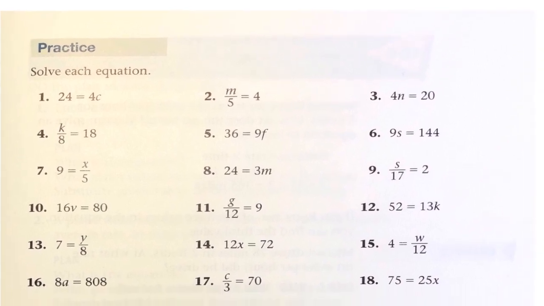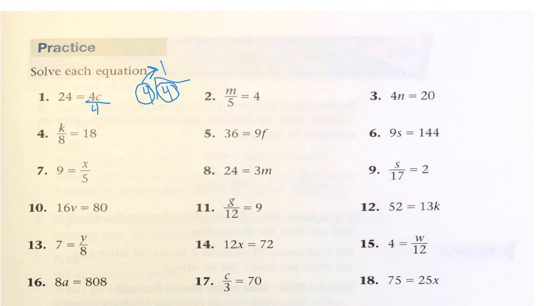Solve each equation. So for number 1, we've got 24 equaling 4 times c. And like we just talked about, we can show division as a fraction. So if we just divided by 4 like this, it is like showing a division problem that looks like this. 4 divided by 4 is 1. When you divide a number by the same number, the answer will always be 1. That's why this works.